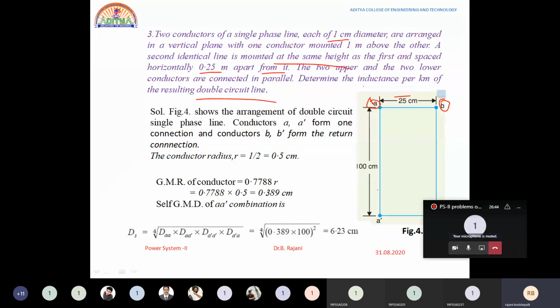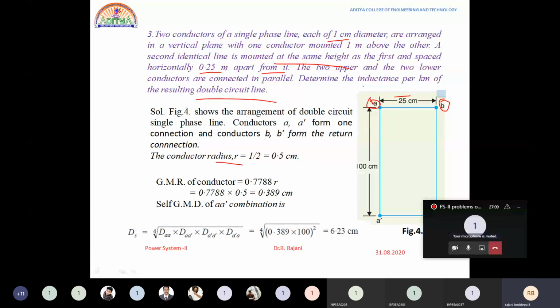A dash forms one connection and B dash forms the return path of the conductor. As for the current, you need to have the return path as a closed loop, so one is the return path of the other. Consider A dash forms the one connection and conductor B dash forms the return connection of it. What is the radius given in the data? The radius given is 0.25 meters.